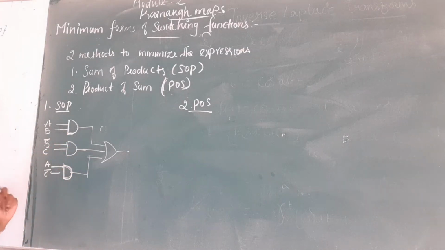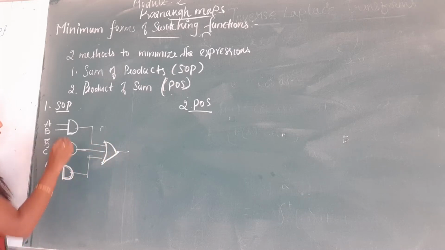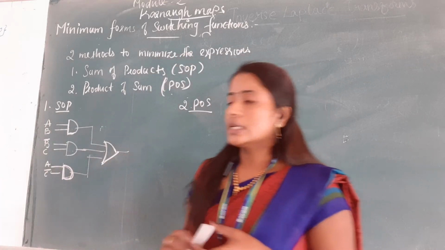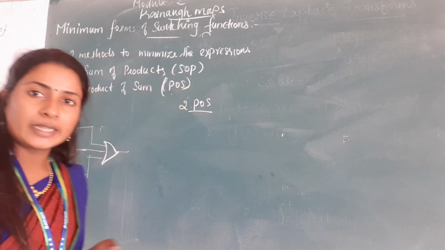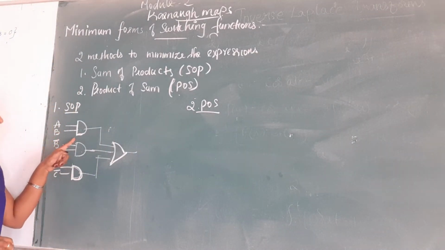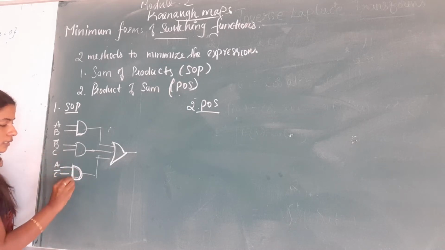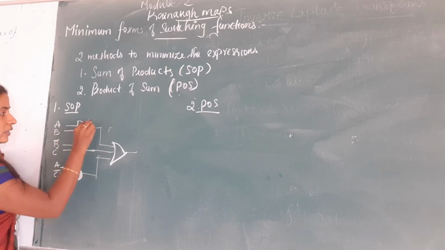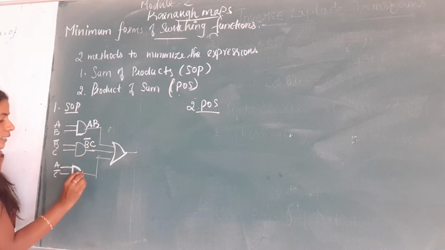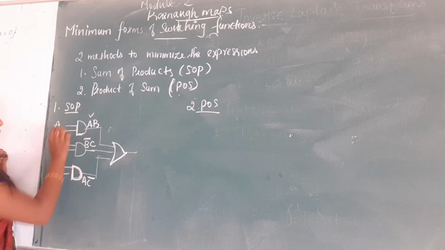Here I have used three AND gates, gate 1, gate 2, gate 3, and one OR gate. You know that an AND gate will give the product of inputs. You can see I have taken A and B as the inputs of the first AND gate, B bar, C as the second, and A, C bar as the third. So I will get the product of the inputs: A, B, then B bar C, then A, C bar.